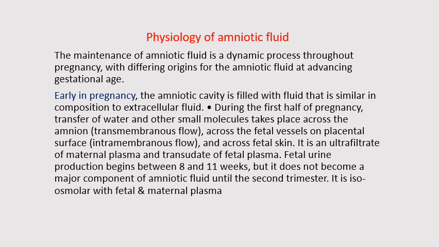During the first half of pregnancy, transfer of water and other small molecules takes place across the amnion. It also takes place across the fetal vessels on the placental surface and across the fetal skin. It is an ultrafiltrate of maternal plasma and a transudate of fetal plasma. Fetal urine production begins only around 8 to 11 weeks, but it does not become a major component of amniotic fluid until the second trimester.